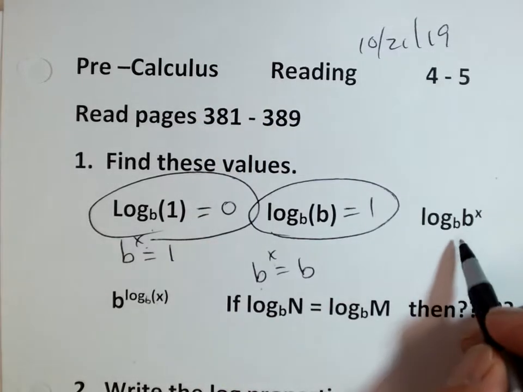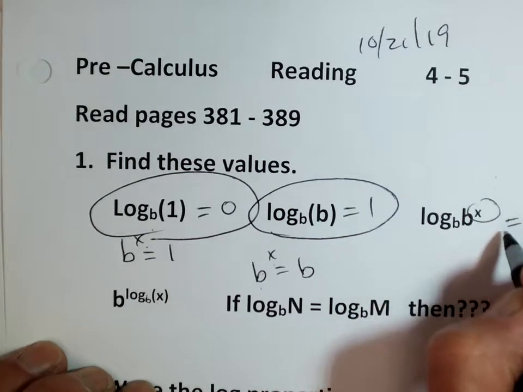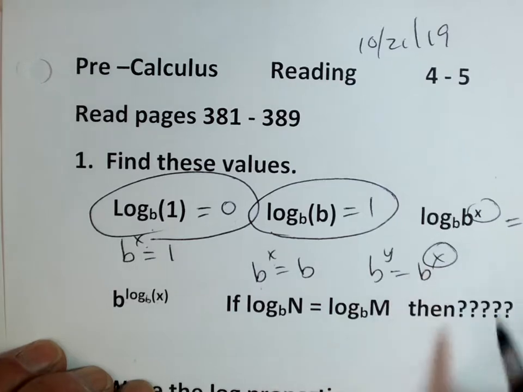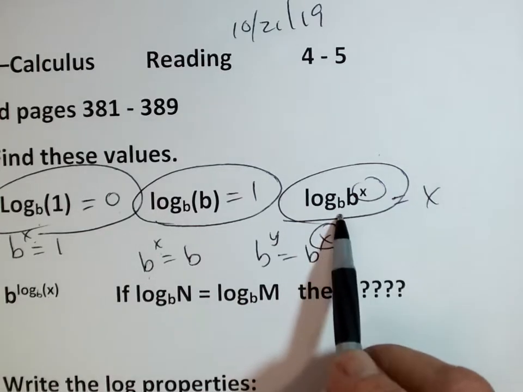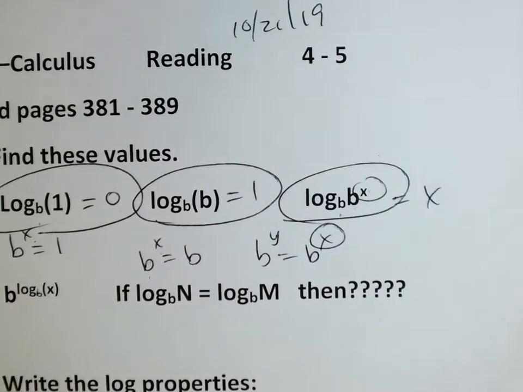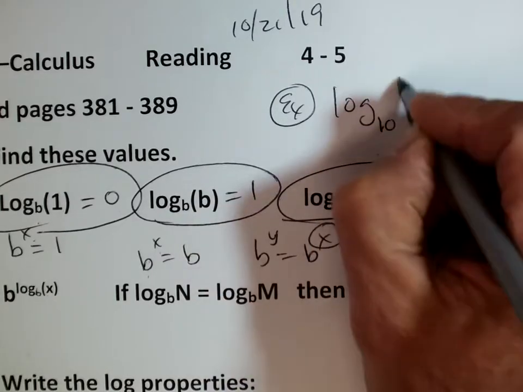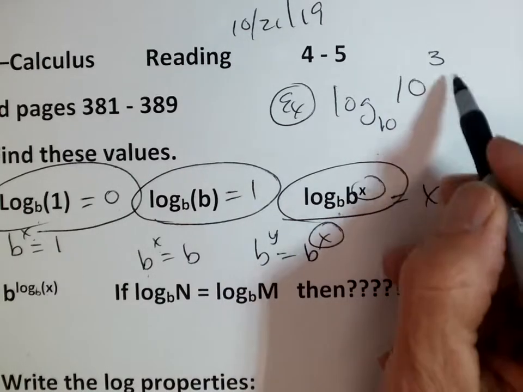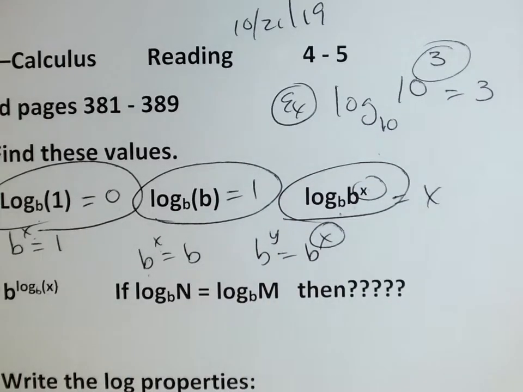Always. Now, this is always going to equal whatever the exponent is. And it makes sense because if I set it equal to anything, let's set it equal to y, b to the y equals b to the x, then the answer is whatever the exponent is, okay? So anytime we have a base to the x, it's always going to equal the exponent. I'll give you an example. If I have log base 10 of 10 to the third, it's always going to equal the exponent. It's just going to equal 3 in that case.